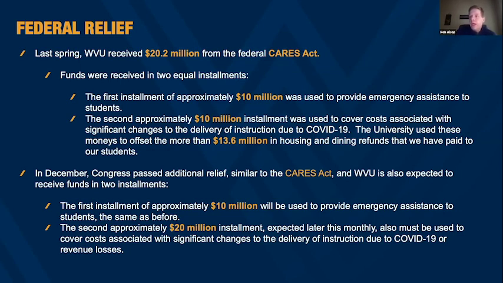So all of the CARES money for the spring either went to the students or to offset part of our losses. In December, Congress passed additional relief similar to the CARES Act, and WVU is expected to receive funds in 2 installments. So we're going to get, according to the APLU, around $30 million. We have to spend the same amount that we got from the spring, 10 million, to provide emergency assistance to our students, the same as before. And then we can spend the rest of the 20 million on COVID expenses or revenue losses associated with COVID.